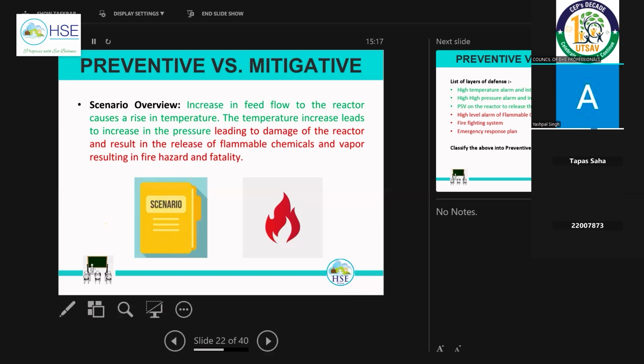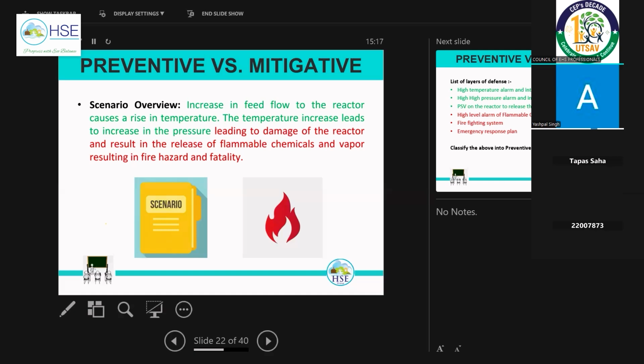Here, if you see, there are two colors, green and red. Increase in the feed flow to the reactor causes a rise in the temperature, leading to an increase in the pressure. Up to here, there is control. We can control if we have the controls, like the feed flow control, temperature control or temperature alarm, pressure control or alarm. That comes in the preventive. But after damage to the reactor, there is a release, and we cannot then prevent it because of the high pressure damage and the release. So the red color is related to the mitigation part. Whatever controls we have in the red color sequence mitigate the effect of the release.